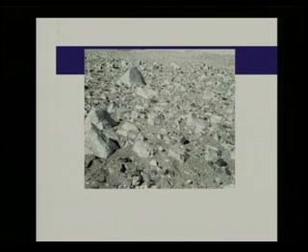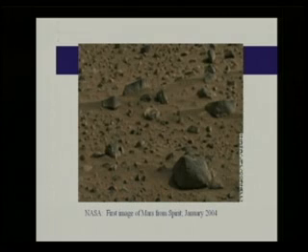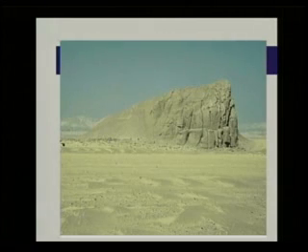More ventifacts. And even more. This is the first image of Mars from the Spirit, taken in January of 2004. Geologists got very excited about this because here we have some great ventifacts. It looks like a very arid, comparable environment to that of Earth. How about a yardang? Here's one in the Roman playa deposits in Egypt. It's an erosional feature, differential erosion.